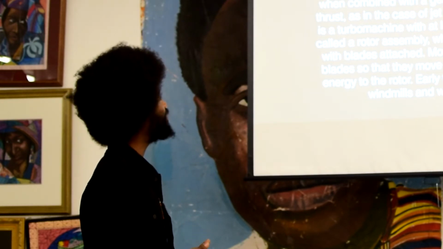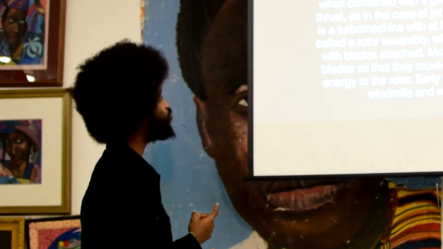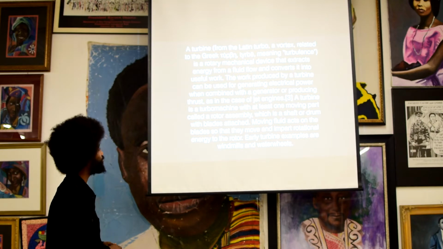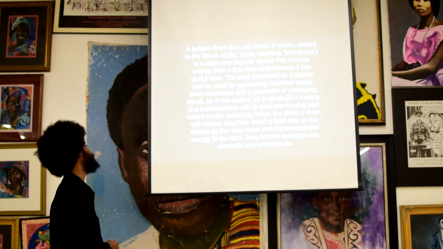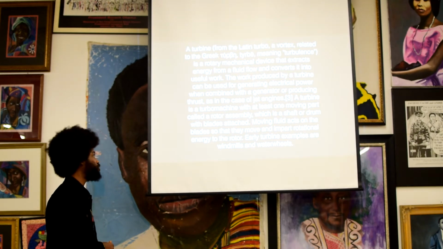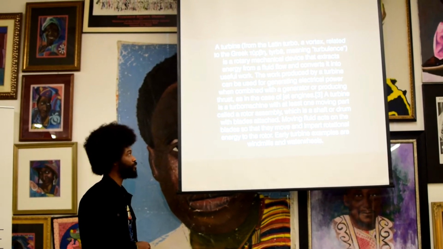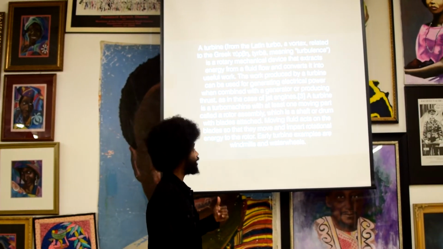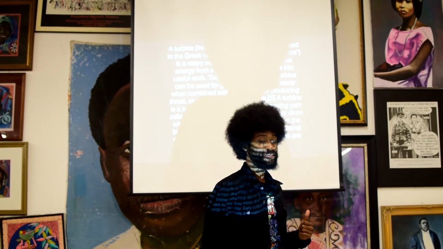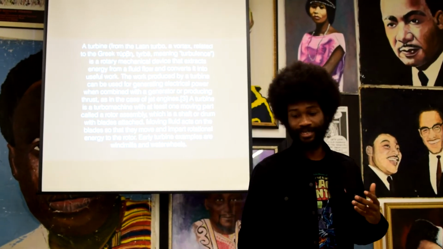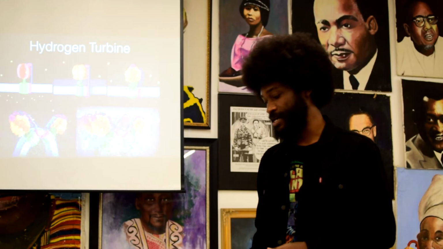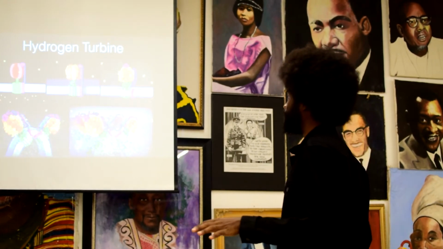A turbine is a turbomachine with at least one moving part called a rotor assembly, which is a shaft or drum with blades attached. Moving fluid acts on the blades so that they move and impart rotational energy to the rotor. Early turbine examples are windmills and water wheels. So that ATP synthase that I showed you is a turbine. Same turbine that's underneath the wings of the jet.